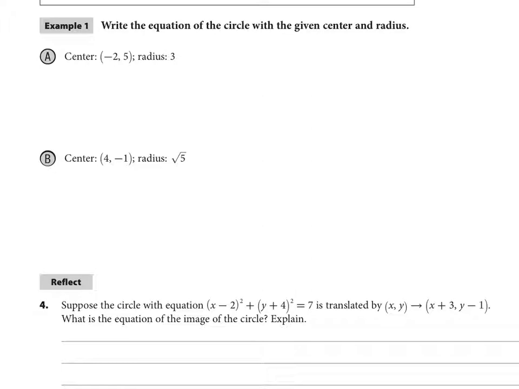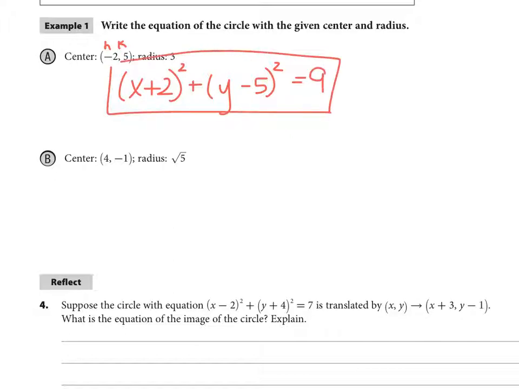So let's see some problems that we can solve using this information. All right, we're going to look at these 3 problems really quickly. So remember, we said that whatever ends up being inside as part of the center of the circle ends up looking opposite because it's x minus h and y minus k. So for instance, the center here, these are your h and k. So it's going to look like x plus 2, because it's opposite, squared, plus y minus 5, because it's opposite, squared, equals the radius squared. And instead of writing 3 squared, it is better for you to write 9. All right, so that right there is the equation of this circle.